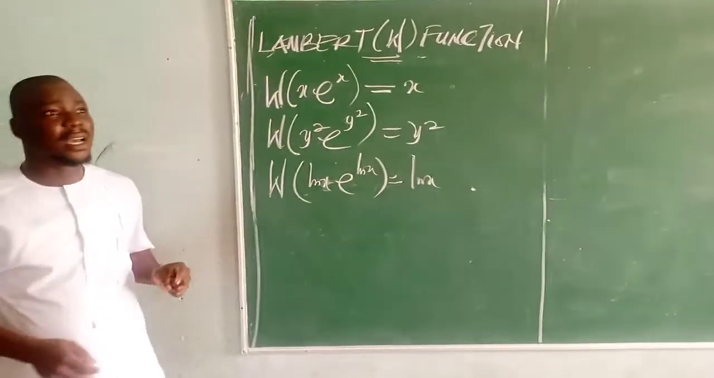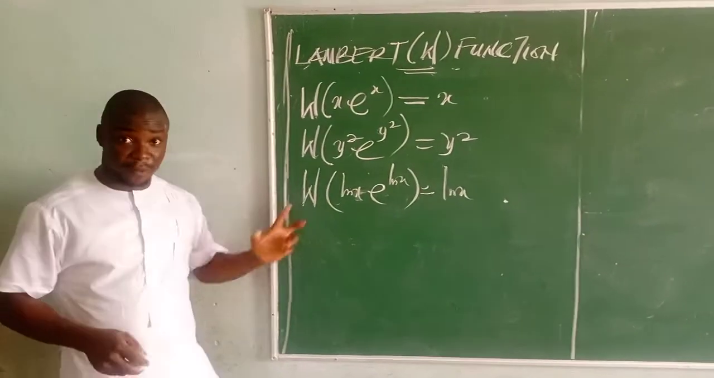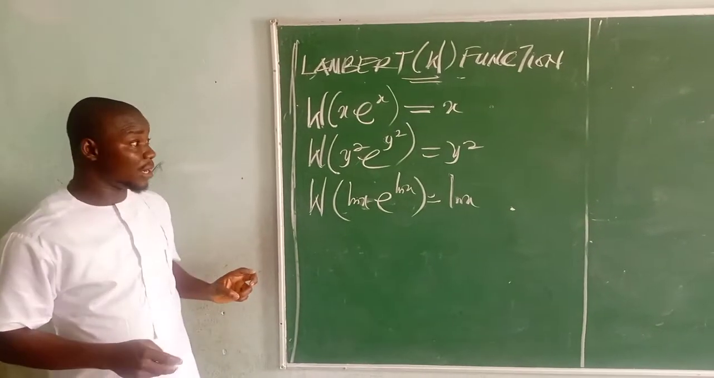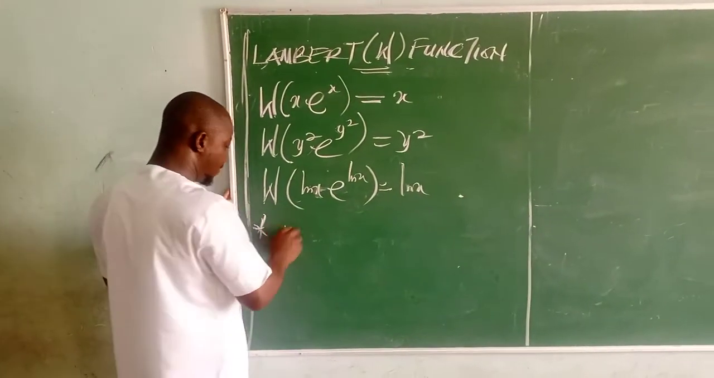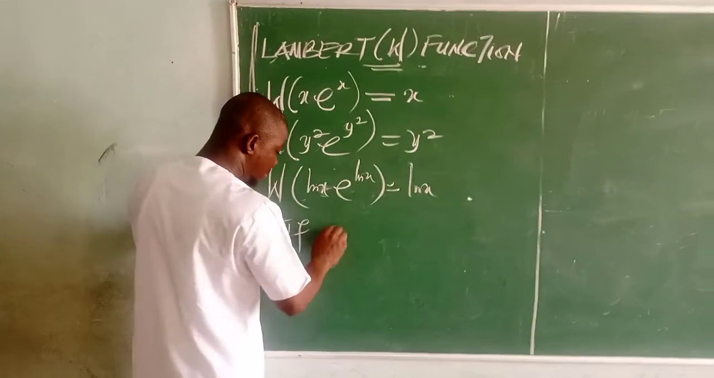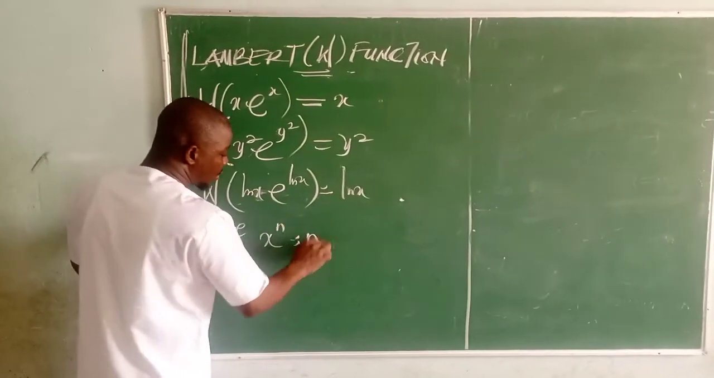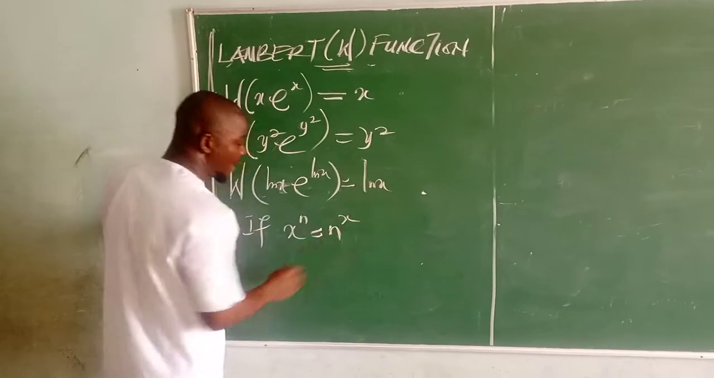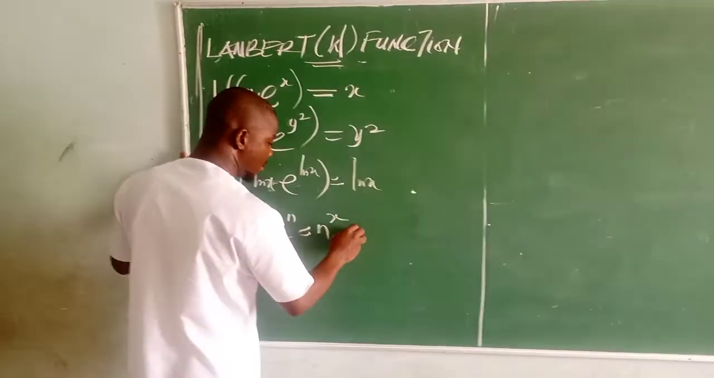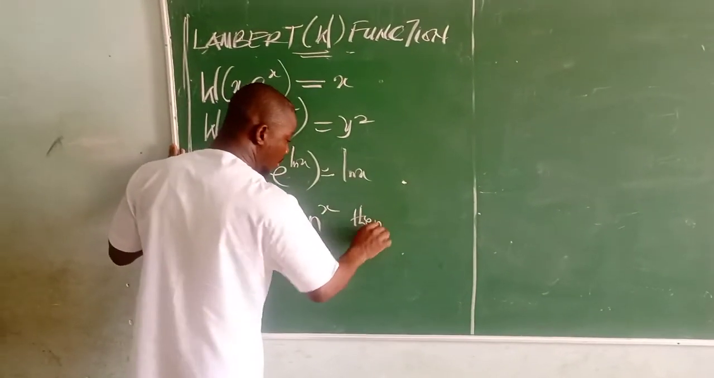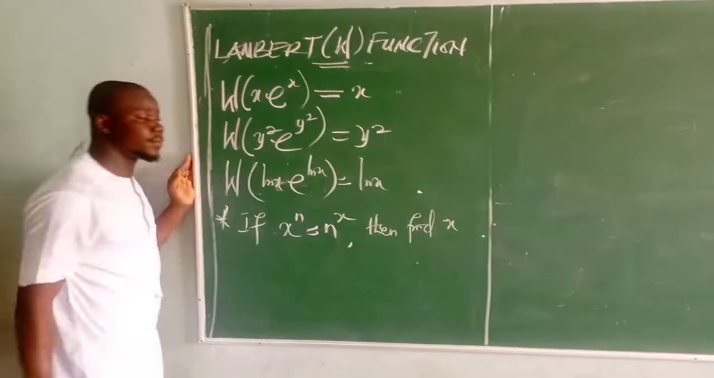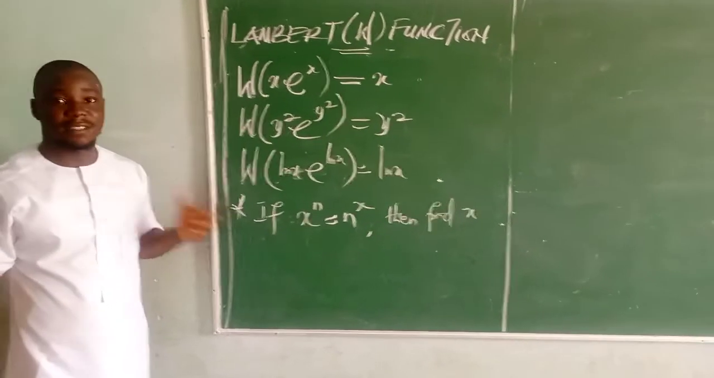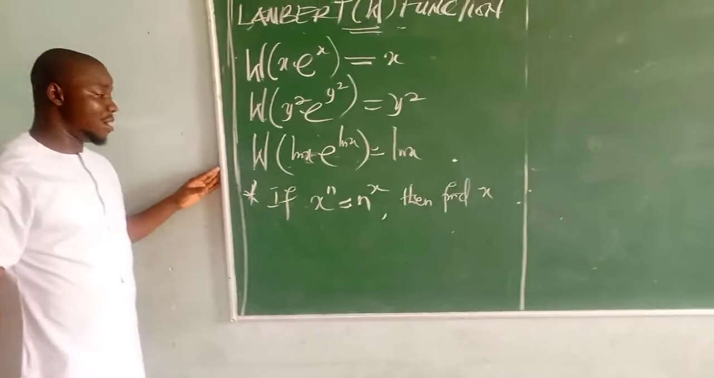I'm going to take one sweet example to explain this, so that you understand what I'm trying to say. For instance, if x to power n is equal to n to power x, then find x. This is a very sweet example.